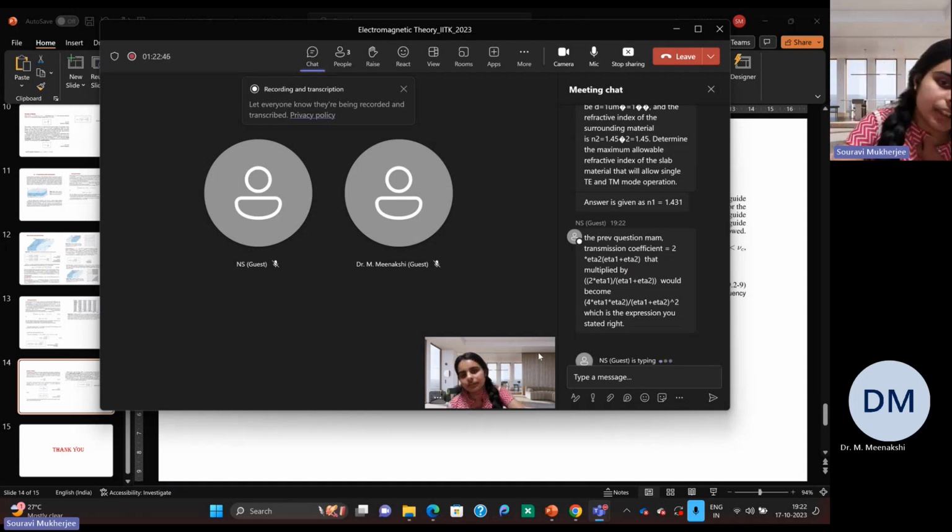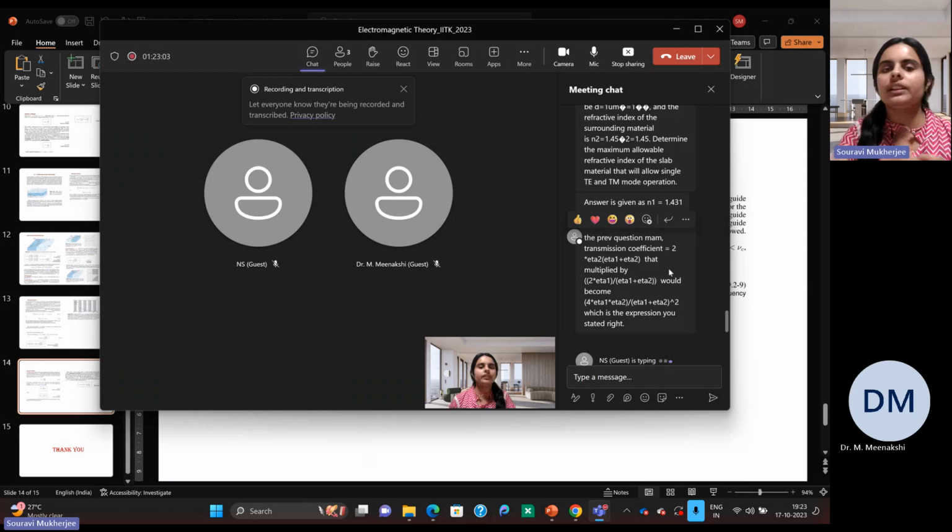See, how you are defining your transmission coefficient makes all the difference. If you write the transmission coefficient as just the ratio of amplitudes, then it is a different expression. When you are talking about power, then you have to write it in terms of intensity. Just by writing it as 2n1 by n1 plus n2, if you look at the expression for the reflection coefficient squared, they don't match, right? So if you are talking about the power transmitted or power reflected, you have to take the square of the ratio of amplitudes.